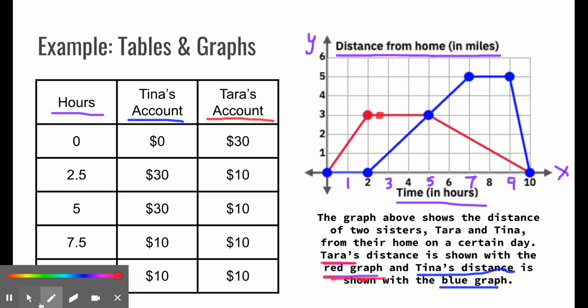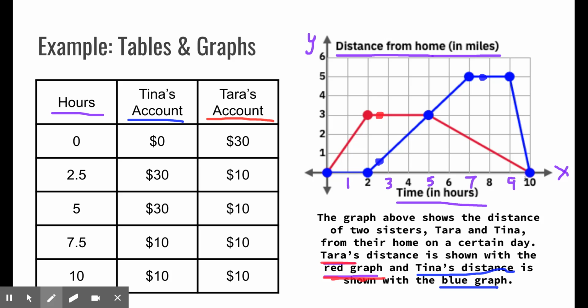$10 in her account. If, on the other hand, we want to look at Tina, so she starts out with $0 at the beginning. She's got nothing in her account. By the time she gets to 2.5, which is right here, she has $30 in her account. And then she stays at $30 when she's at 5. At 7.5 right here, that's when she drops down to $10. And then she stays at $10 all the way until that 10th hour.